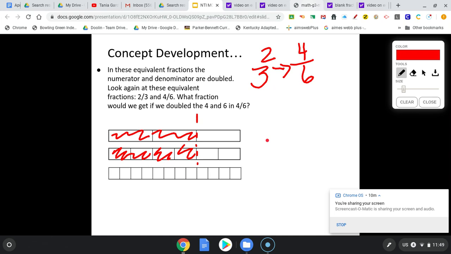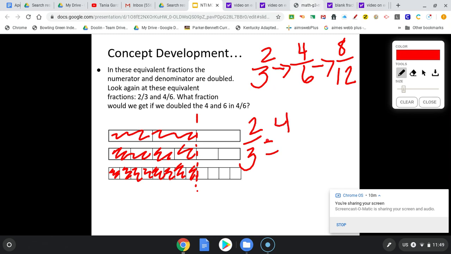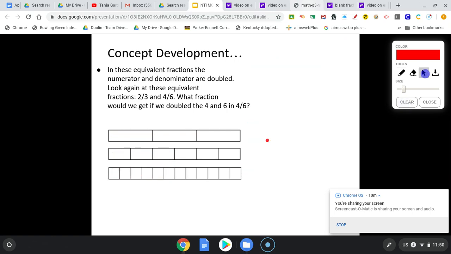So what else would be equivalent? If I doubled 4, I would get 8. If I doubled 6, I would get 12. Let's see if this is 8/12. 1, 2, 3, 4, 5, 6, 7, 8. And it is. It's 8/12. So 2/3 is equal to 4/6, which is also equal to 8/12. Great job, boys and girls. Let's keep up the good work.